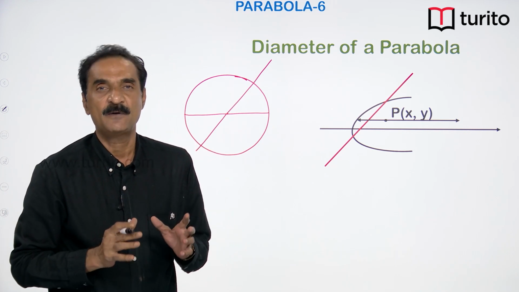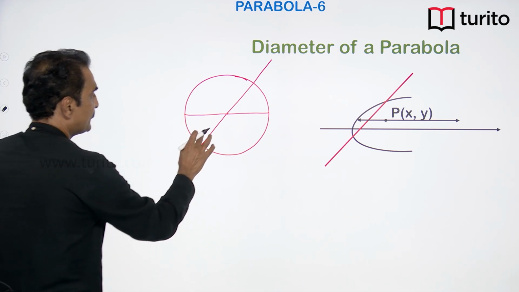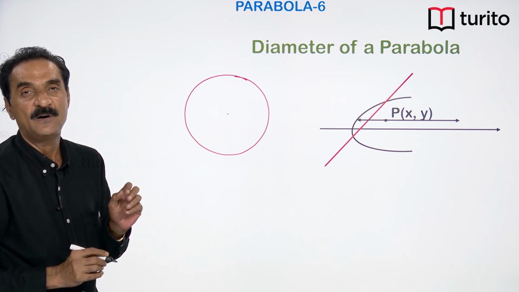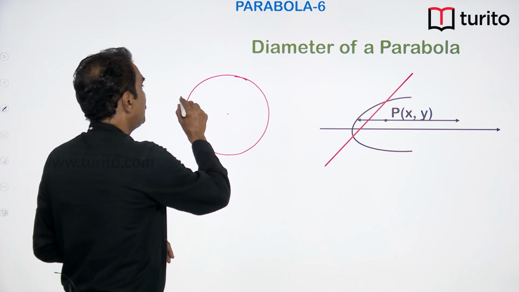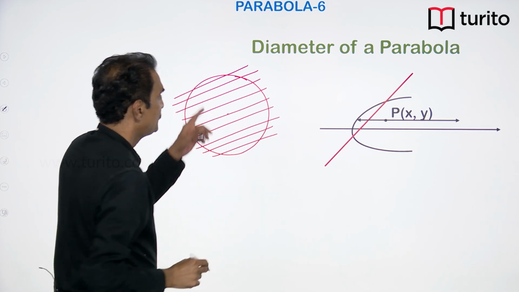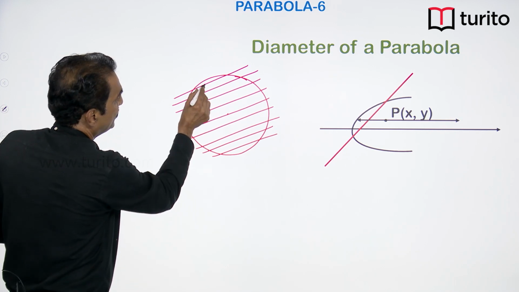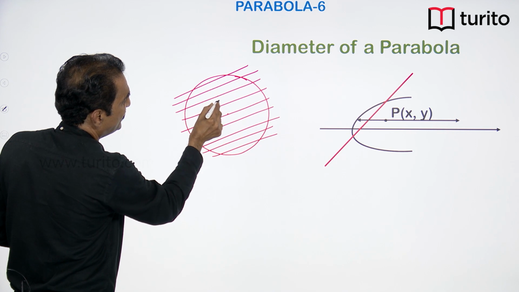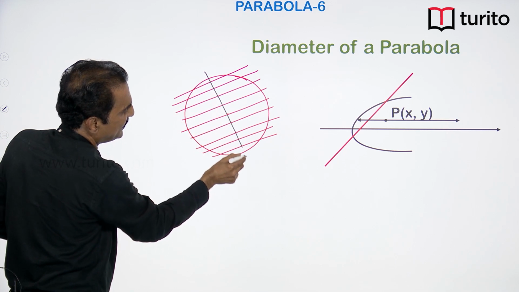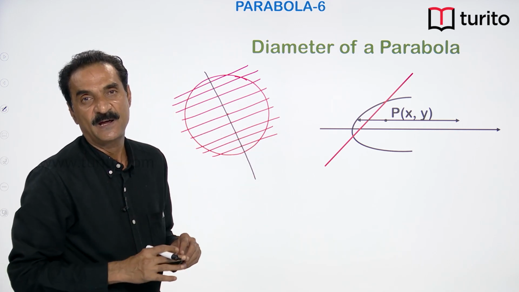Actually, the definition of diameter of any curve is like this. If you take a circle, the definition of diameter is the locus of the midpoints of a system of parallel chords. If you draw chords parallel to each other to the circle and join their midpoints, this is the midpoint of this chord, this is the midpoint of this chord, like this. If you join all such midpoints of the chords, the locus of the midpoints of parallel chords will be a straight line, and that straight line passes through the center. So, this is the definition of diameter of a circle.